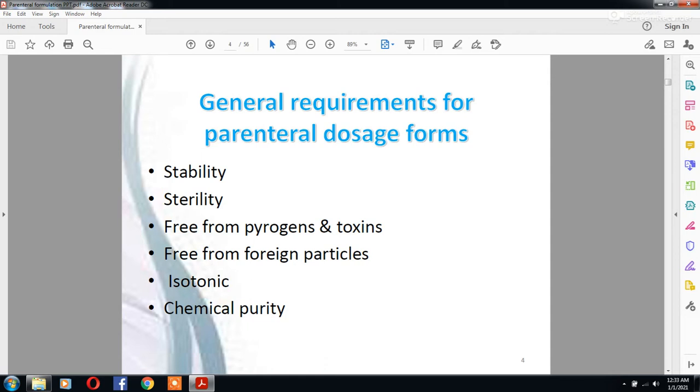The second one is sterility, which is also one of the important requirements for parenteral dosage forms. So whenever you are formulating any dosage form in the form of injections, it must be free from pyrogens and toxins, and it must be free from foreign particles. The parenteral formulations must be isotonic, and there must be chemical purity.